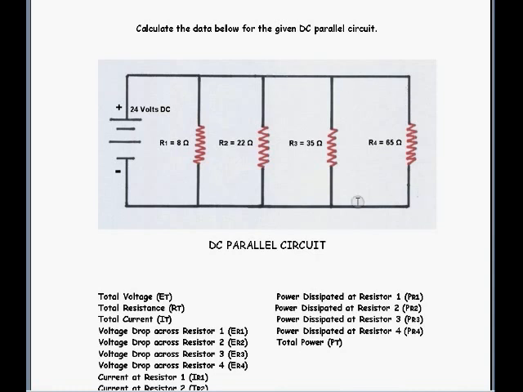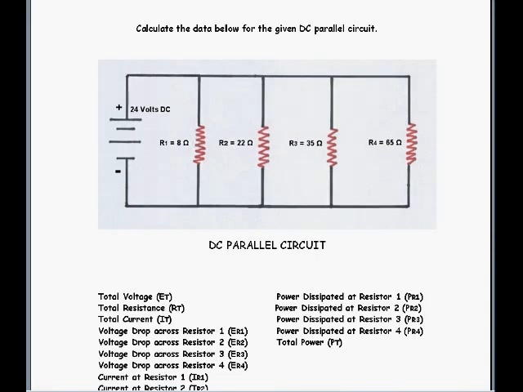So the purpose of calculating the total resistance of this given parallel DC electrical circuit is so that we can calculate the total current. And Ohm's law is E, which is equal to voltage, is equal to I, which is equal to current in amps, times R, which is resistance in ohms. So once we calculate the total resistance, we can then solve for I. I is equal to E over R. We can take the total voltage, divide it by the total resistance to get the total current.